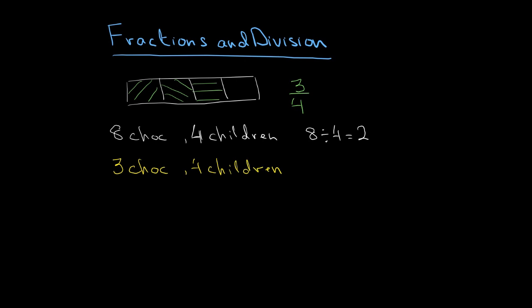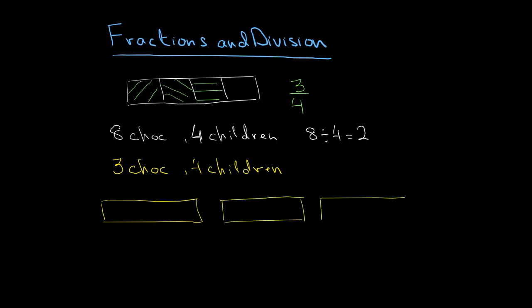So let's make 3 chocolates. I have 3 chocolates. 1 chocolate, 2 chocolates, and 3 chocolates. And I want to divide it among 4 kids. So let me do that. I'm going to break up each chocolate into 4 equal pieces. These are the same chocolate, so the pieces ought to be the same. So I have now 12 pieces because each chocolate has 4 pieces. And I want to distribute the chocolates equally among 4 kids.